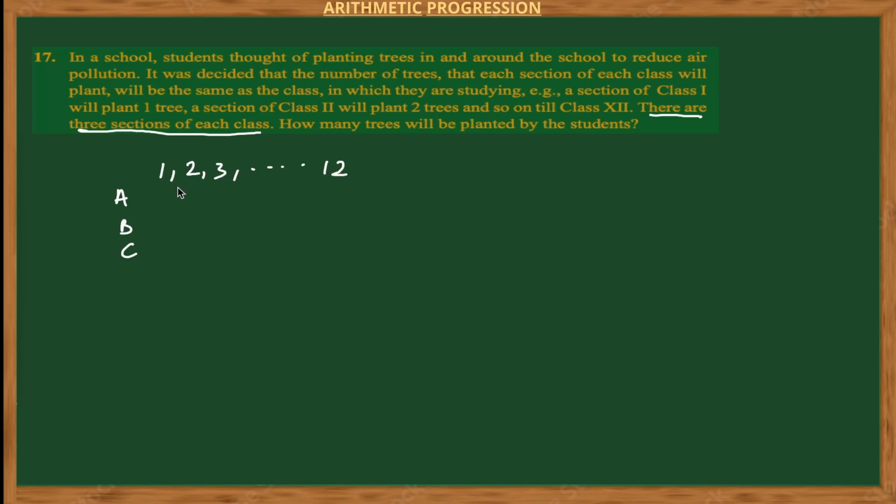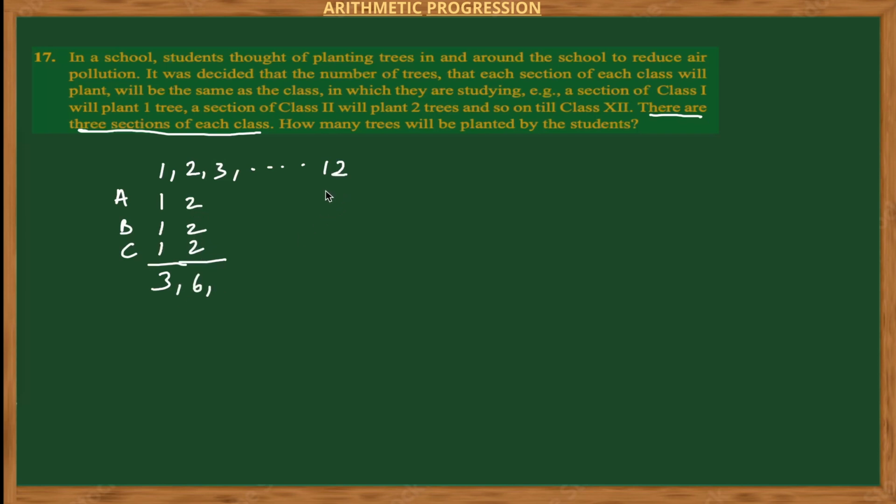Okay, so the arithmetic progression changes here. The first class students will actually plant 1 in section A, section B, and section C, so this will be 3. Similarly, the second class: section A will plant 2, section B will plant 2, and section C will plant 2. So totally it will be 2, 4, 6. So the sequence will be something like this.